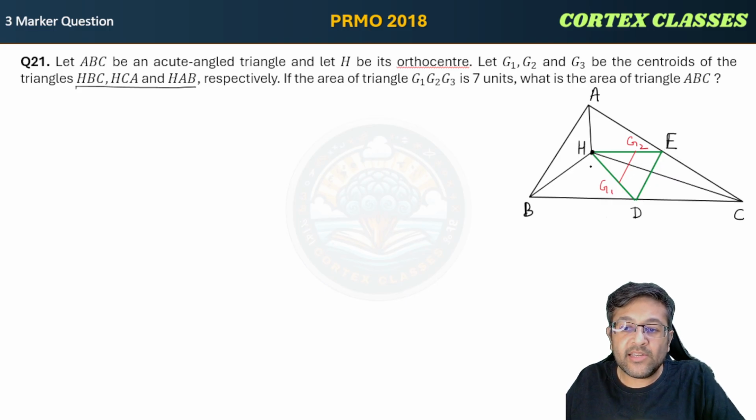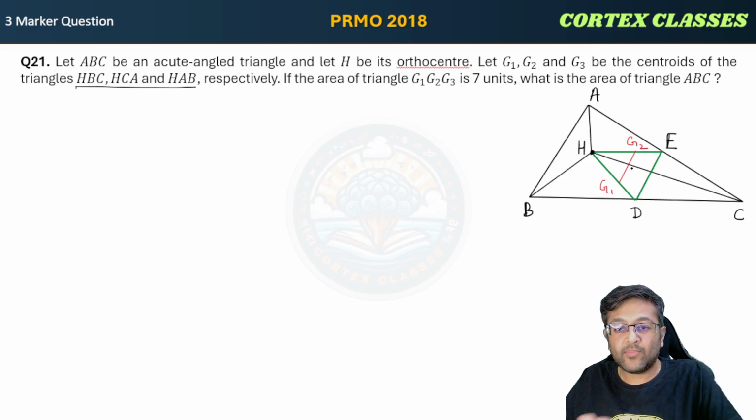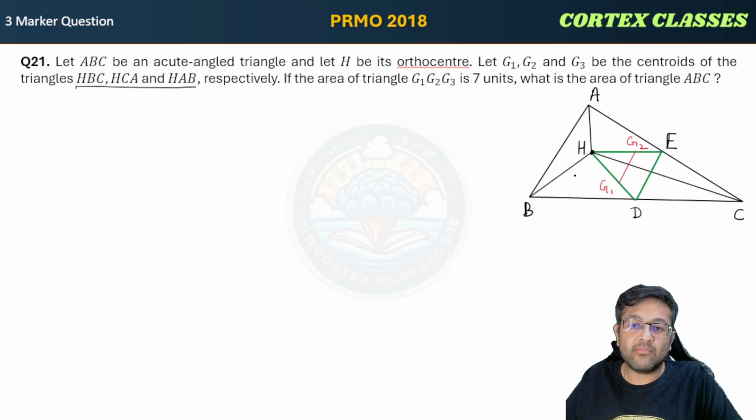So guys, the HD line and the HE line are medians of the respective triangles, right? Those are medians of the respective triangles. We have been given that the area of triangle G1G2G3 is 7. I'm not showing G3 here; again the reason being the diagram will become messy. If need be, we'll do it. So what is given is that the triangle formed by G1, G2, G3 has area 7. We have to find the area of triangle ABC.